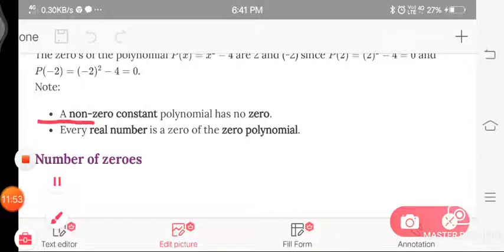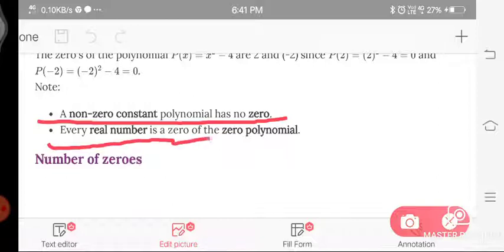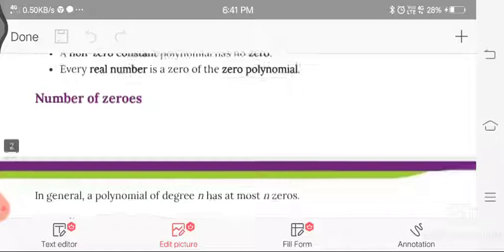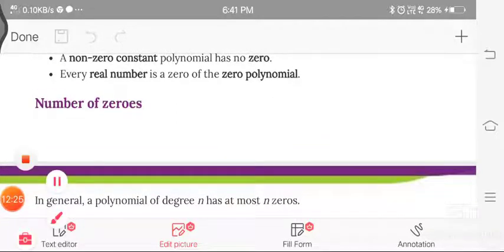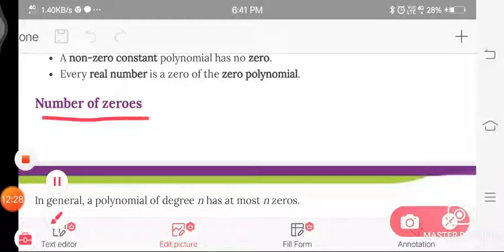A non-zero constant polynomial has no zero, and every real number is a zero of the zero polynomial. Means every non-zero constant polynomial has no zero, no root, and every real number is a zero of the zero polynomial. Means the zeros of the zero polynomial, or the roots of the zero polynomial, is every real number.